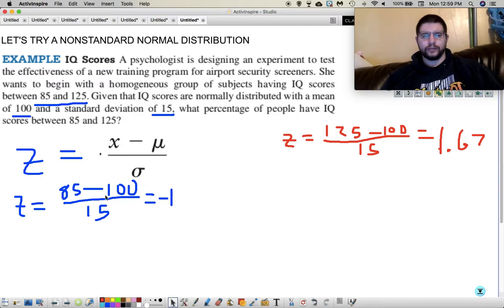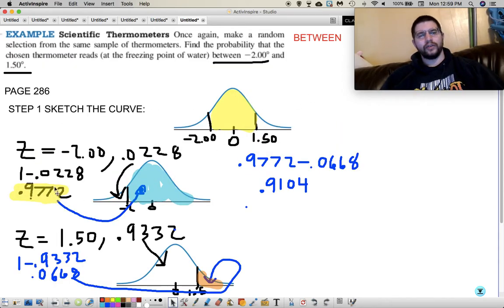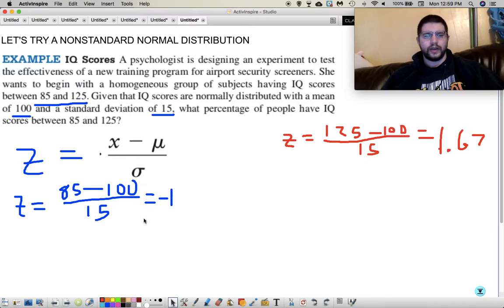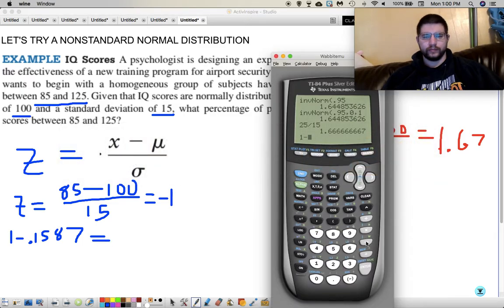So here's our two z-scores. If we remember from the previous between example, what we needed to do was get the complement of each of those and just subtract them. So for -1, we get 0.1587. I do 1 minus that to get its complement. And I get 0.8413.